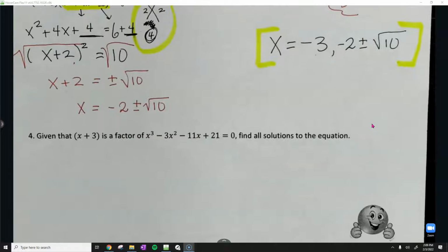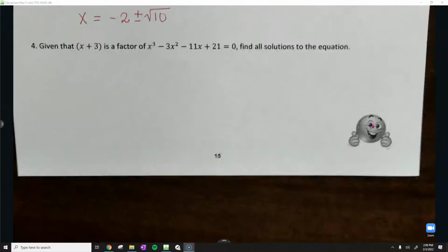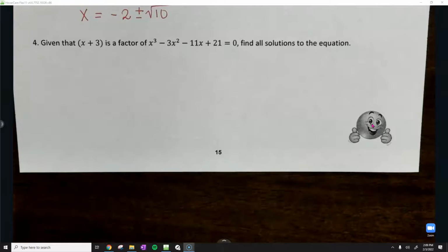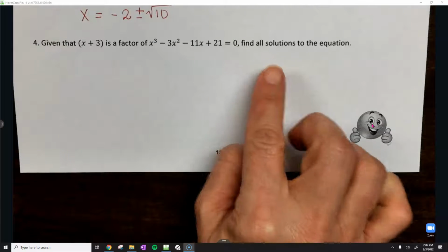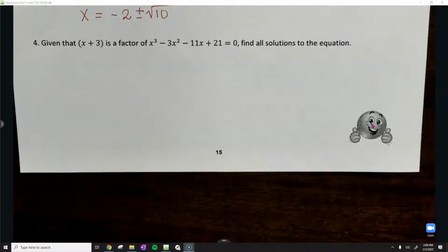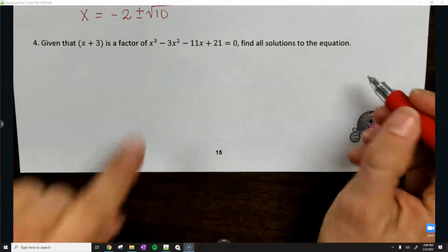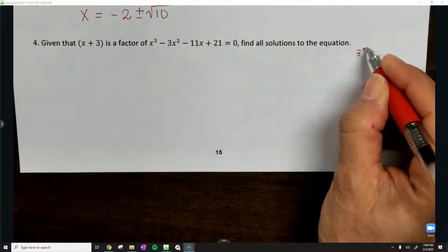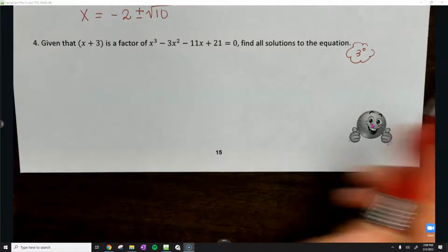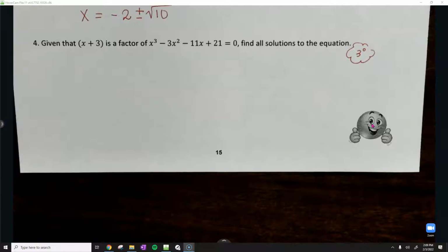We're almost done. Number 4, last one of the day. Okay, given that x plus 3 is a factor of that polynomial, find all solutions to the equation. Well, when we look at this, we know the equation has a degree of 3. So I'm going to write 3 degrees over here. And guys, don't write this down. After you write 3 degrees, just watch.